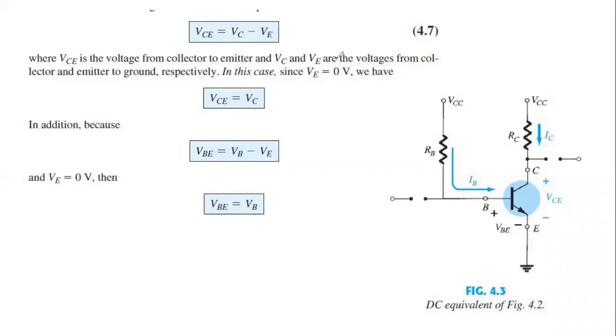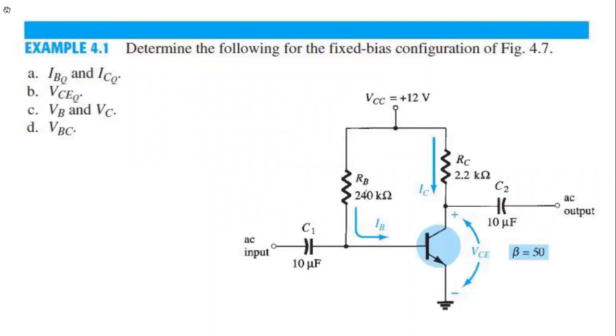So this was just the demonstration. Let's go to an example and find out what is given here. First of all, the VCC is given as 12 volt. The beta is 50, that means the current amplification is 50. The RB is 240 kilo ohm. The RC is 2.2 kilo ohm.